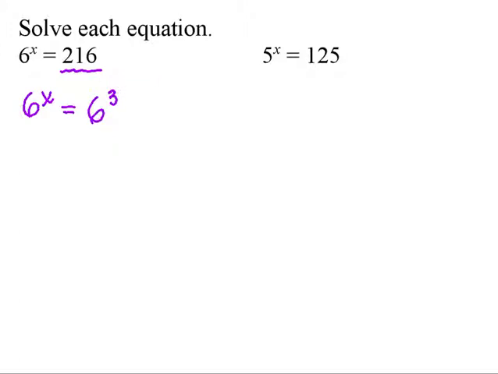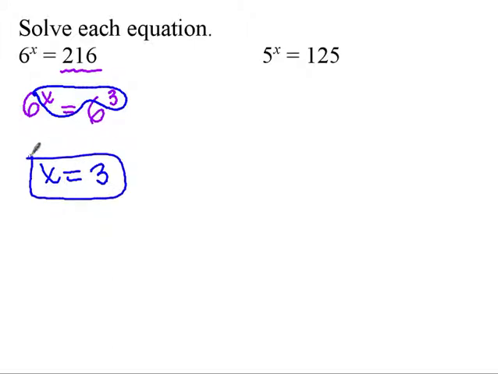And so now if you look at that, you notice that both have the same bases, right? Once you get the same bases, all we're going to do is look at these exponents. And so obviously you can see that x has to equal 3.